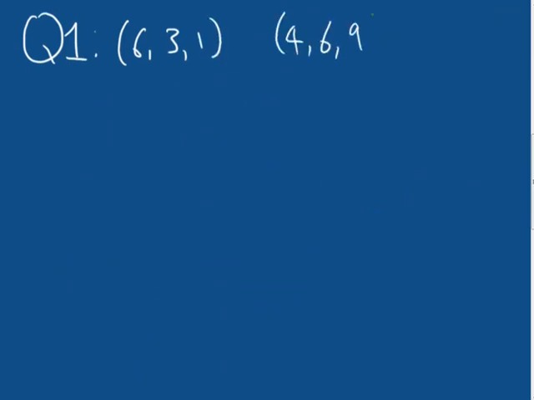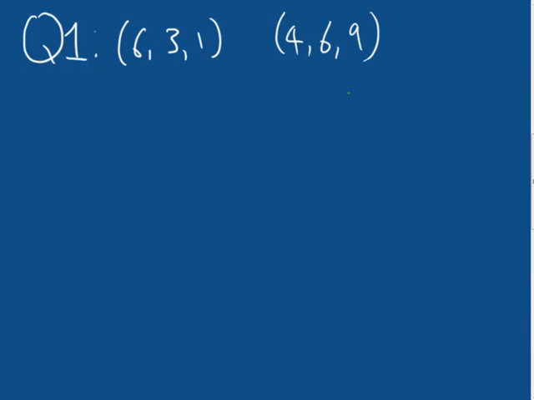And the first question I'm going to set, I would like you, using that distance formula, to find the distance between the points (6, 3, 1) and (4, 6, 9). So go ahead and use that formula, find the distance between the points. If you get stuck or once you've found the answer, unpause the video because I'm going to work through the solution.